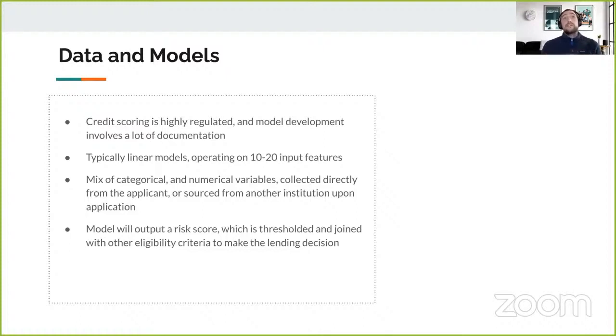Some of these are collected directly from the applicant, and some of these may be sourced from another institution like a credit bureau upon application. And the model itself will typically output a risk score, which is then thresholded and joined with some other eligibility criteria to make the final lending decision.